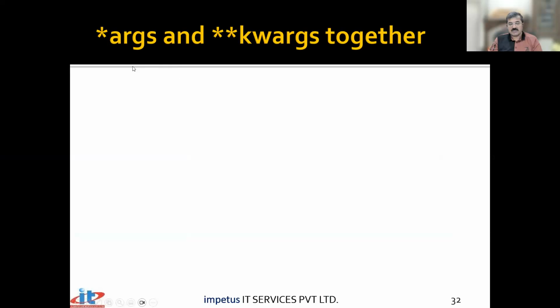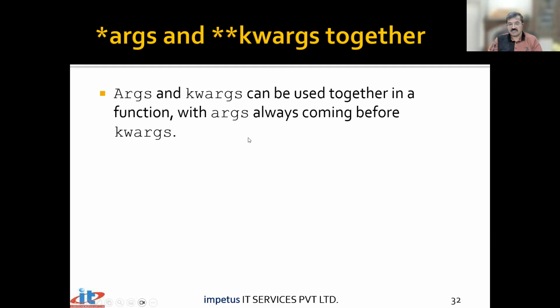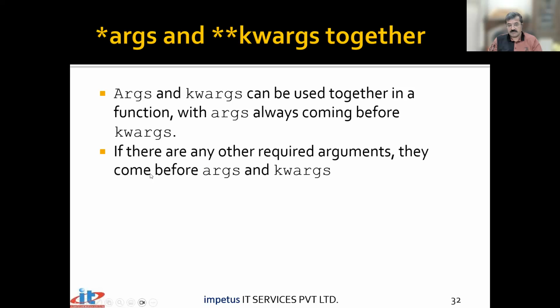Now, if I am going to use the non-keyword arbitrary number of arguments and keyword arbitrary number of arguments together, what does the rule say? ARGs and KWRGs can be used together in a function. ARGs always come before KWRGs. So it is a must that your arbitrary number of non-keyword arguments should come before the arbitrary number of keyword arguments. If there are any other required arguments, they also come before ARGs and KWRGs. That means the positional arguments first, then ARGs, and then KWRGs.